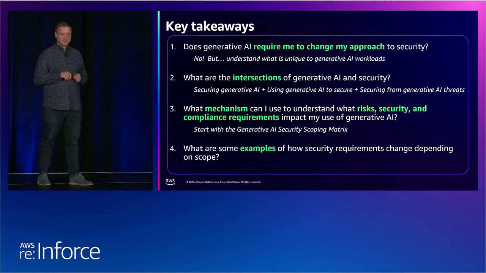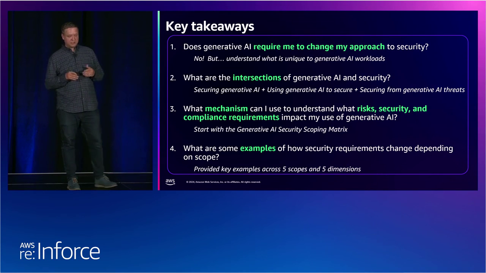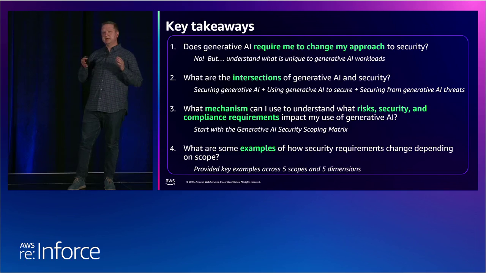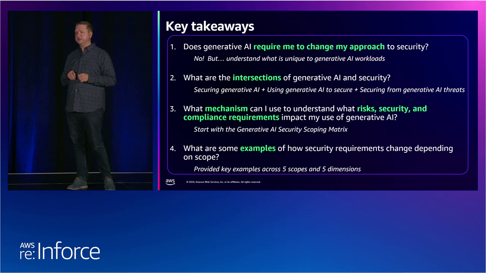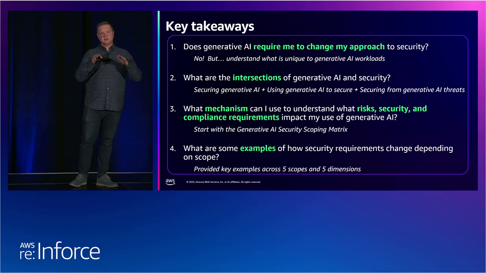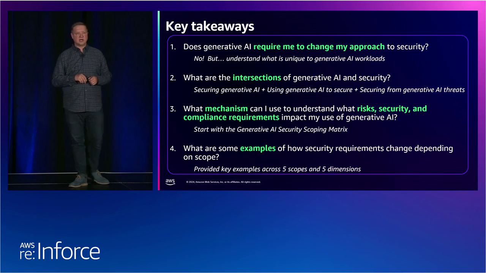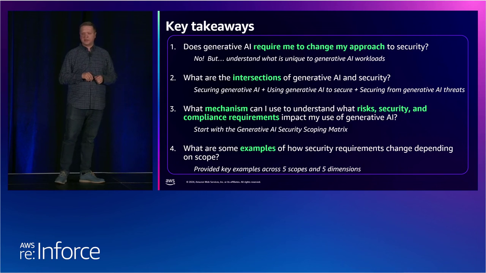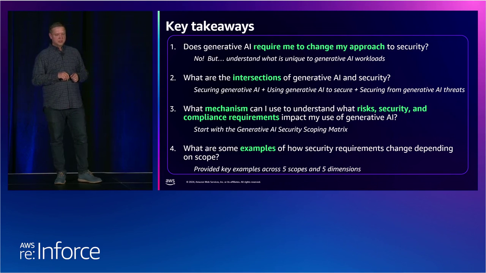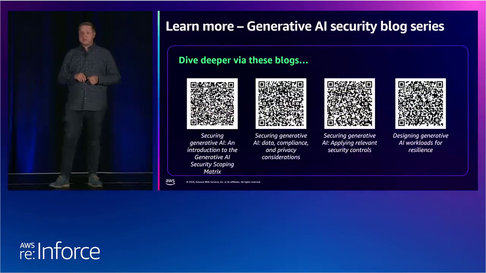And finally, what are some examples? And we talked about not just the 5 scopes, but each of those primary security dimensions across those scopes and how to approach it. And if you start from that mindset, you can start to filter down into the hierarchies there and understand how that will impact your workloads. So as I said, we just kind of scratched the surface.